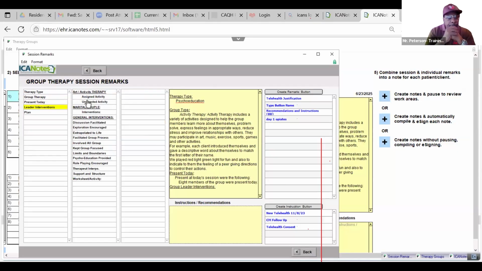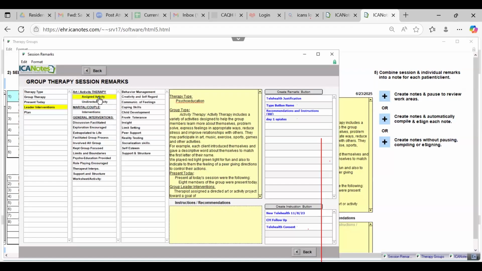Okay, gotcha. So what interventions did we provide in this group? Look at the top. They have the different topics where we come from. They've got marital couple, which we won't use, and general interventions, which we will. With an art activity therapy, there's usually an assigned activity. What did that activity touch on? Was it behavior management? Yes.